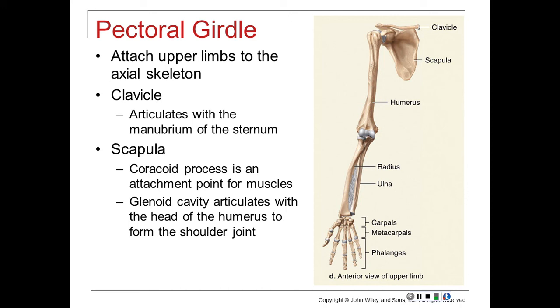The scapula has a couple points of attachment. The coracoid process on our scapula is an attachment for muscles, and then the glenoid cavity is where the head of the humerus attaches in order for formation of the shoulder joint. So here you can see the coracoid process and the head of our humerus coming into that glenoid cavity.